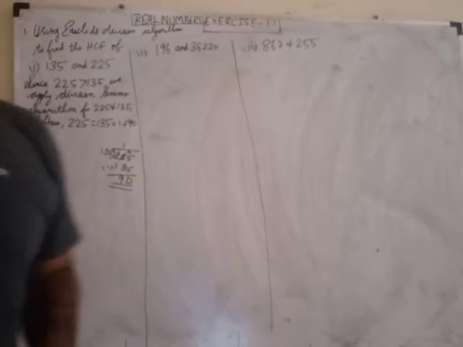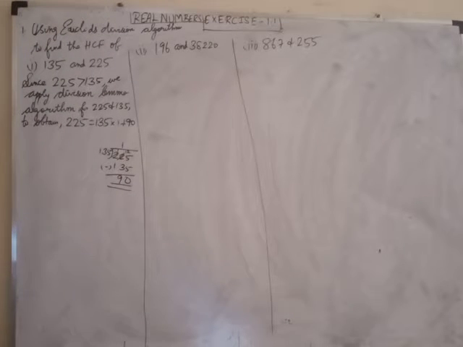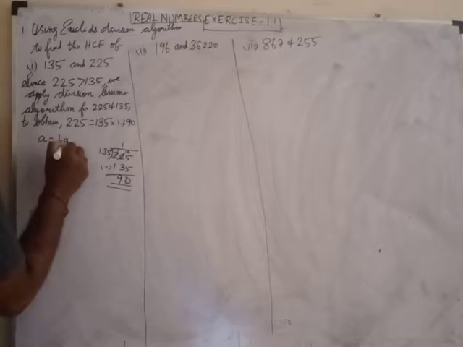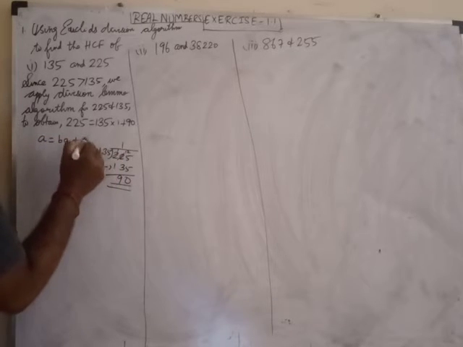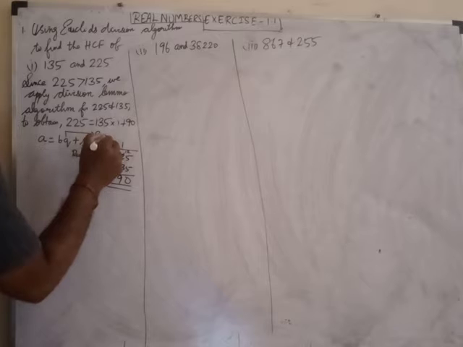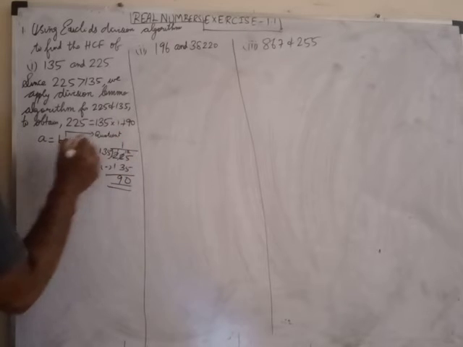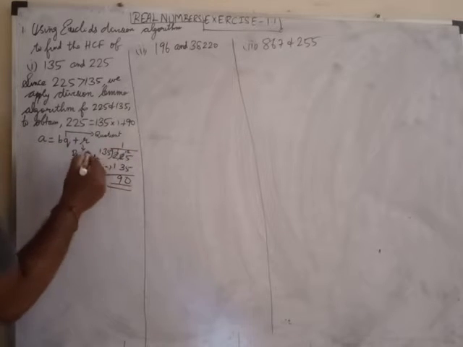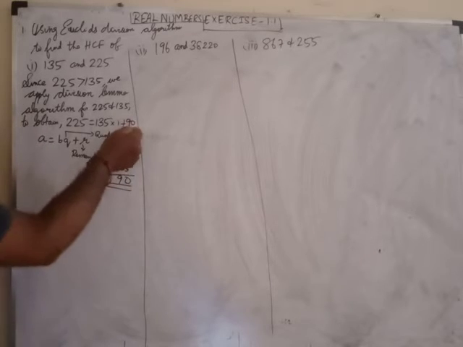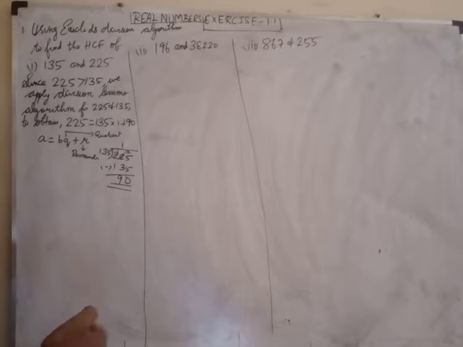Have you got it or not? If you have any doubt, please ask me. So it is in the form of which formula? Euclid's division algorithm: a equals bq plus r. R means remainder, Q means quotient. So the quotient is 1 and the remainder is 90. Correct? Now, with this remainder, we go to the next step.